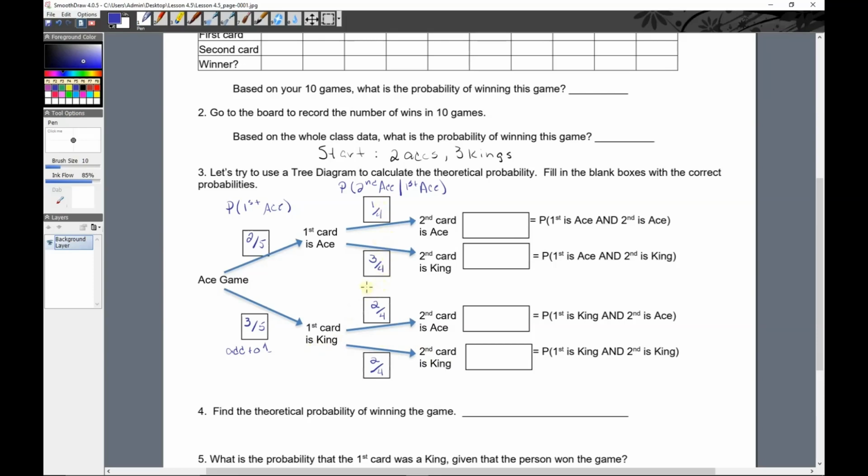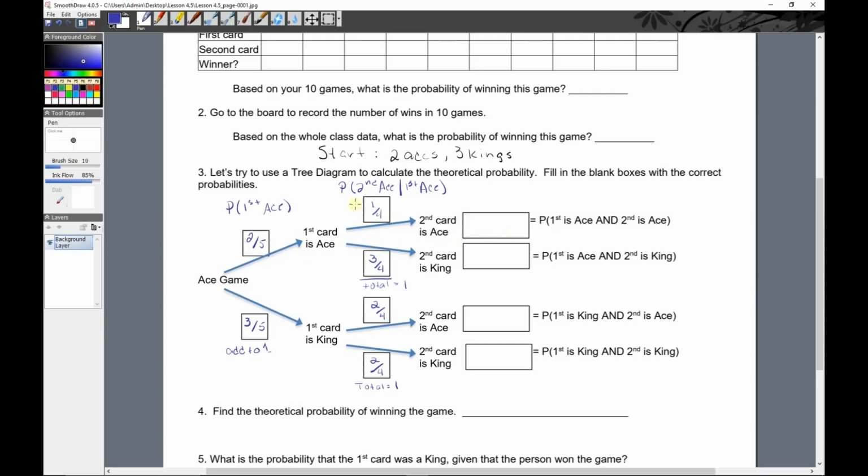Now, each one of these should total 1. Because given that you got an ace, you either get an ace or a king. That's it. So the total here equals 1. And then the total here equals 1. Same reason. All right, so if you know this one, then you can automatically subtract this from 1 to get the other one. And again, if you know this one, you automatically know this one. So let's go ahead and fill in the rest.